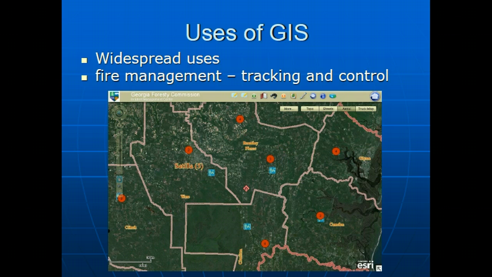There are many uses for GIS. Here is an example where it's being used for fire management and tracking and control. The orange or red circles are point data representing fire stations or fire lookouts, and those lookout points look out over the polygons identified by the pink lines when there is a fire outbreak.